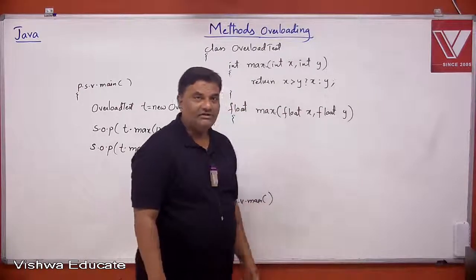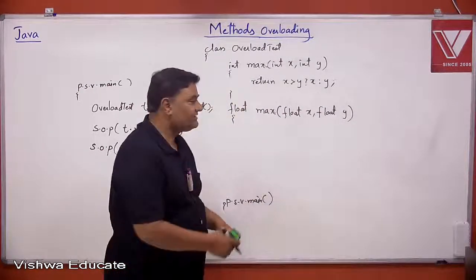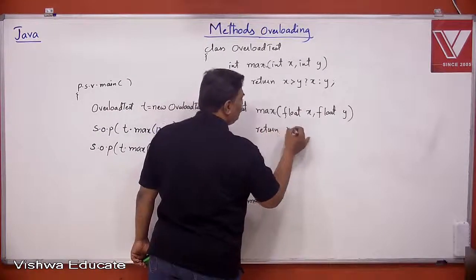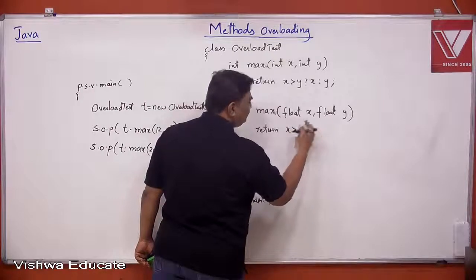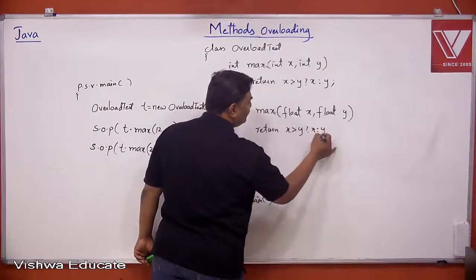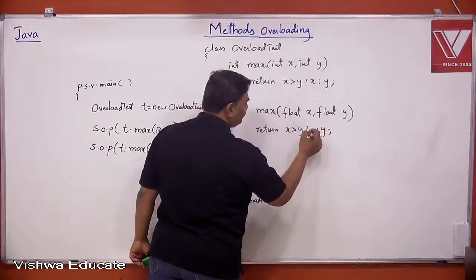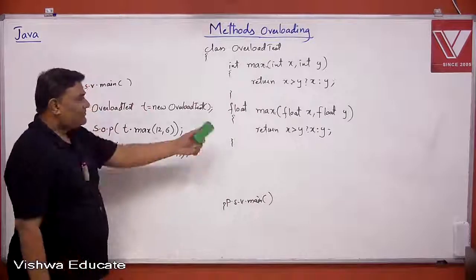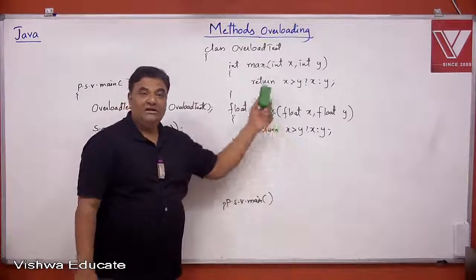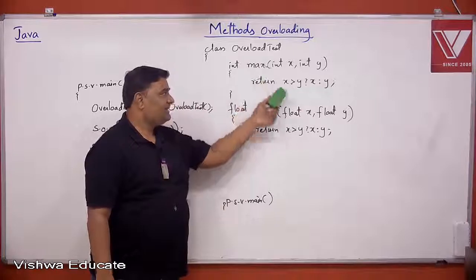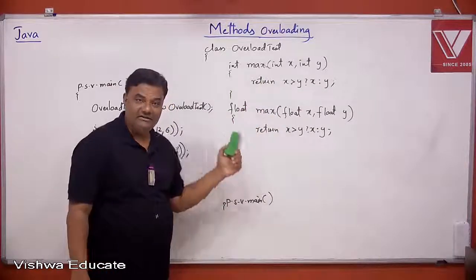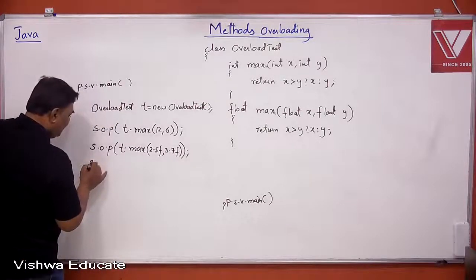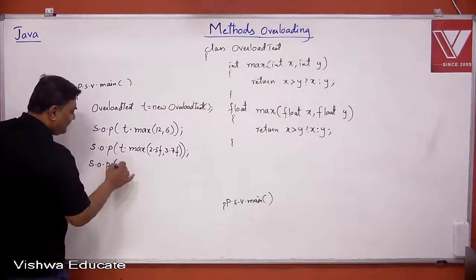Let me finish, then I'll give you the definitions and everything. So here also I will write return, same logic, integer x. See, I am using x and y only. So the same logic is there. So overloaded methods: writing two or more methods with the same name but different parameter list. Okay. Now, I have one more requirement.